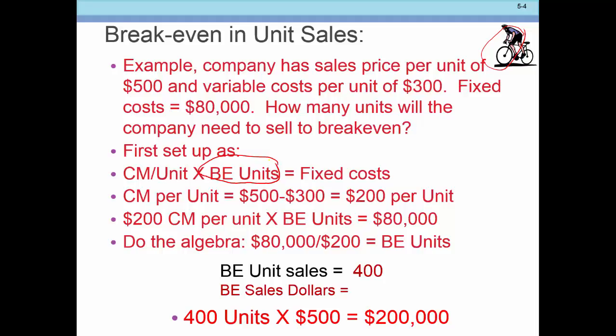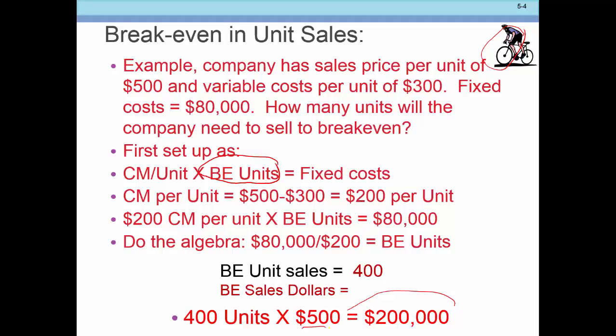Now, if you want to get the dollars, because you could say, okay, 400 units, but a lot of times we want to say, well, what are our break-even sales in dollars? Then you simply take the sales price per bike, in this example, I guess it's bikes, times the units you're going to sell. So you'd have to have $200,000 in sales dollars to break even, wouldn't you?